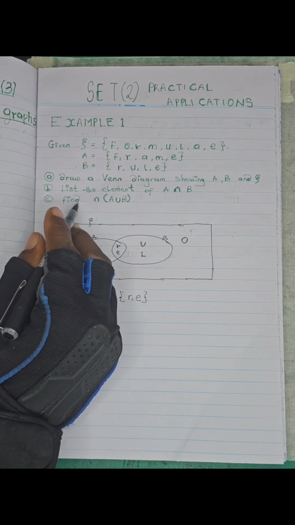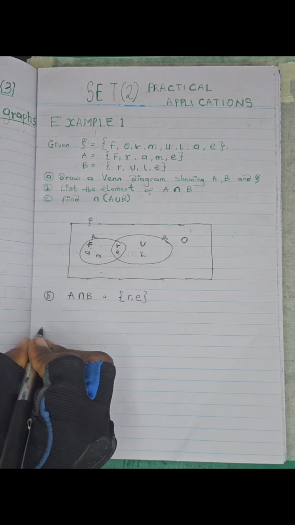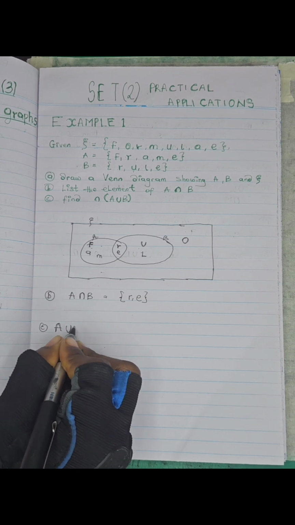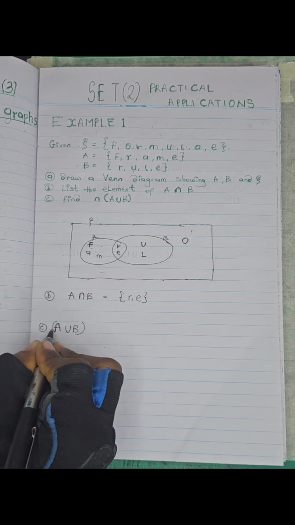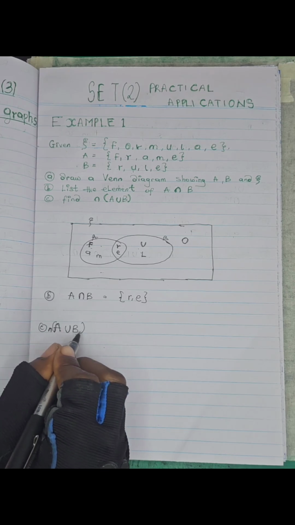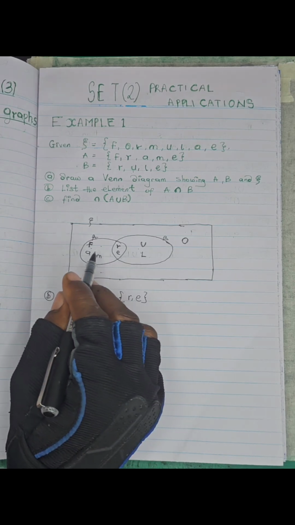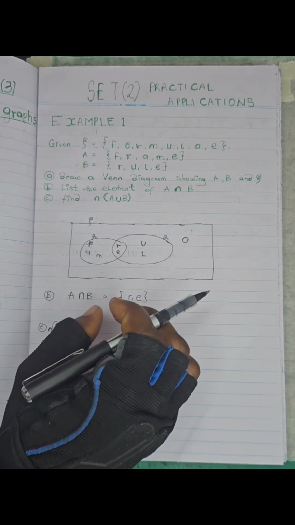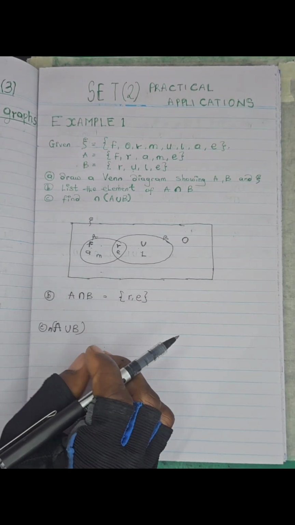The next one, C: find the number of A union B. What does this mean? It means how many elements do you have inside A union B. So A union B simply means, when you combine A and B, the total elements they have. You don't need to repeat anyone.